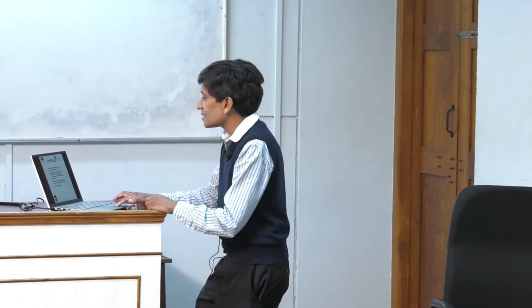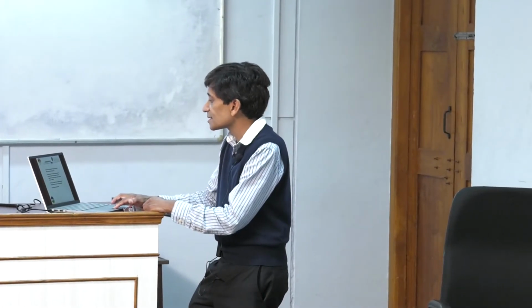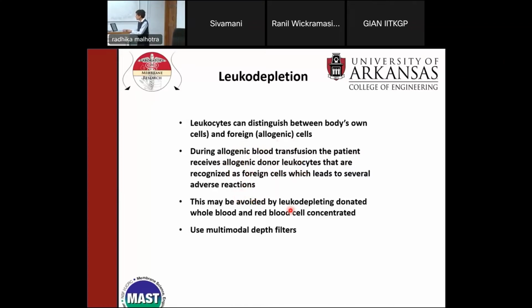So leukocytes can distinguish between the body's own cells and foreign or allogenic cells. During allogenic blood transfusions, that means if I give you a blood transfusion, not your own blood, the patient receives allogenic donor leukocytes that are recognized as foreign cells, which leads to several adverse reactions. This may be avoided by leukodepleting donated whole blood and red blood cell concentrates. And basically, we've learned about this.